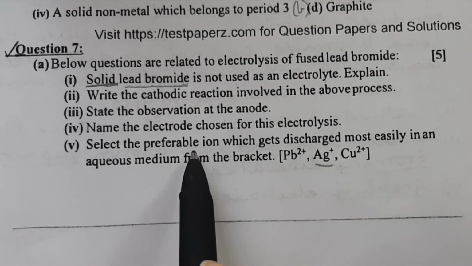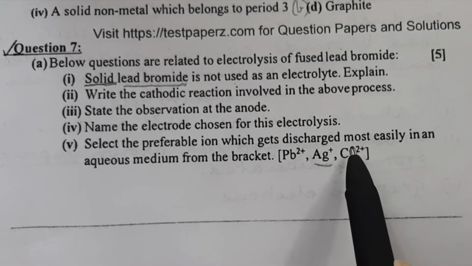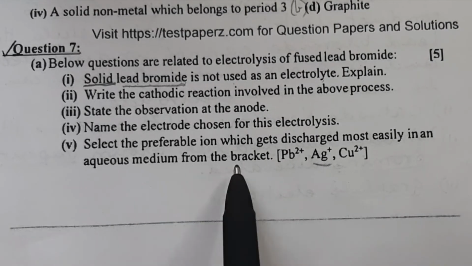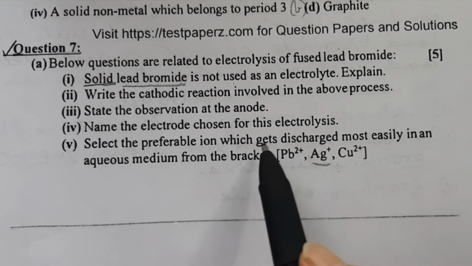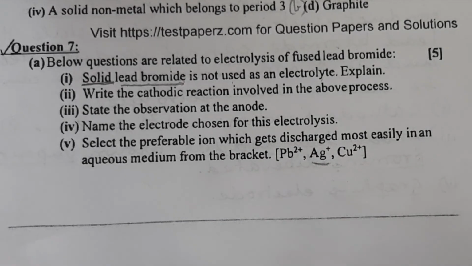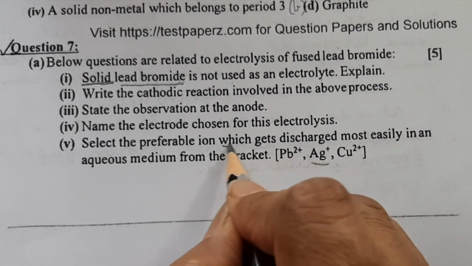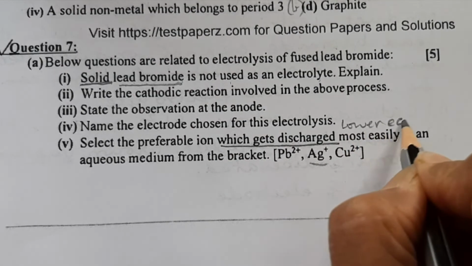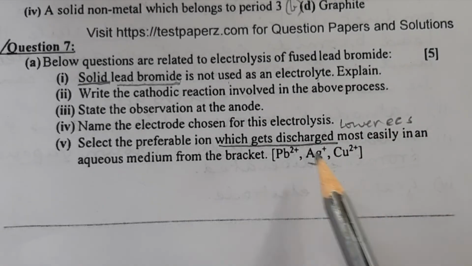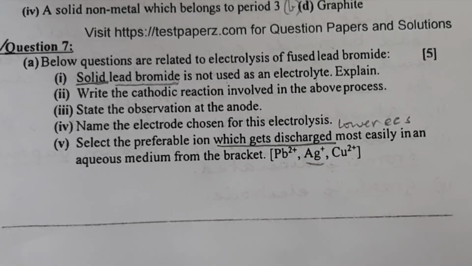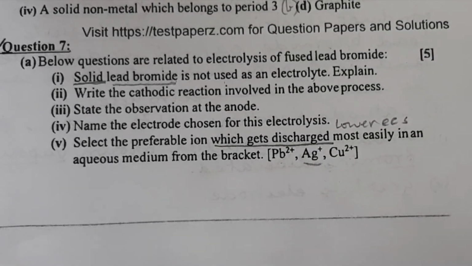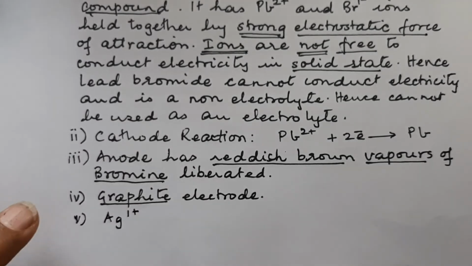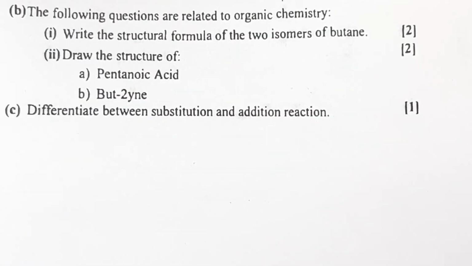Select the preferable ion which gets discharged most easily in an aqueous medium from this bracket. Now the one which gets easily discharged has to be lower in the EC series. So out of these, which one is the lowest? Silver. Okay, so we are going to write that. That finishes our A part.